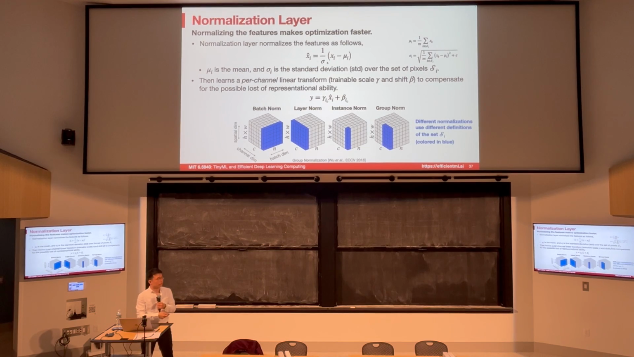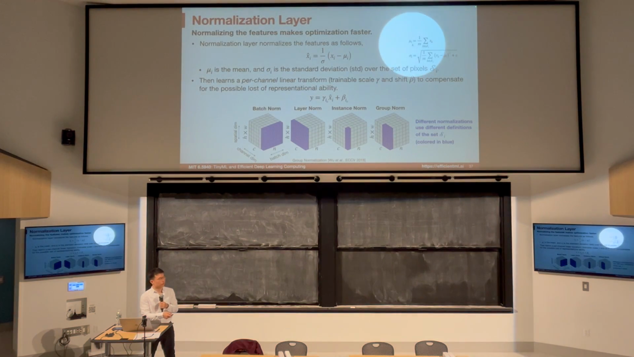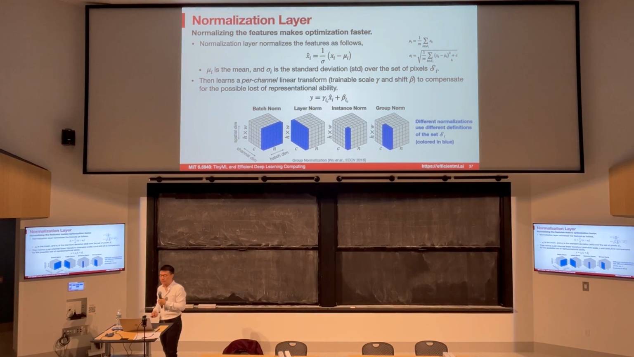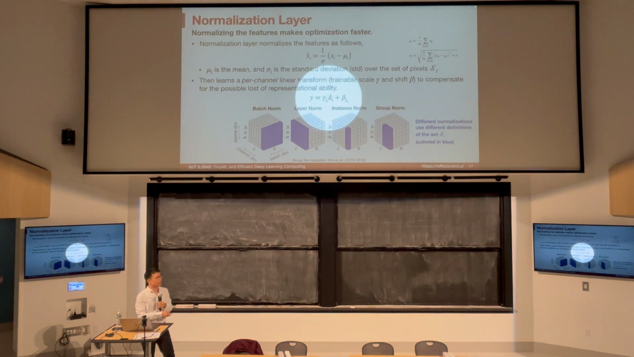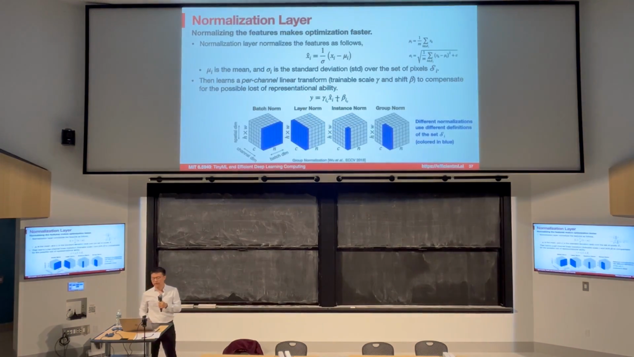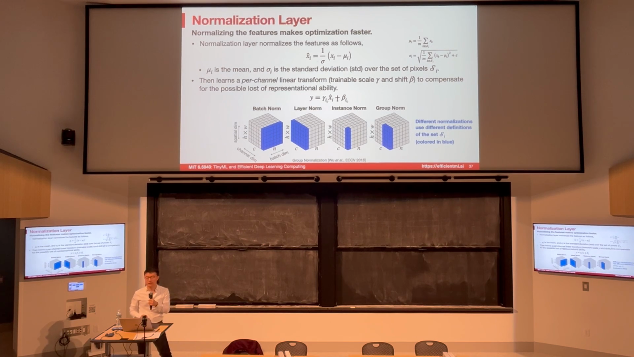This is a reminder of how to calculate the mean and the standard deviation. Note here we have a small epsilon, which is there because we want to avoid dividing by 0, so we put a very small number over there. And then we learn a per-channel linear transformation, indicated by the scaling factor and also the bias right here, to compensate for the possible loss of representational ability.